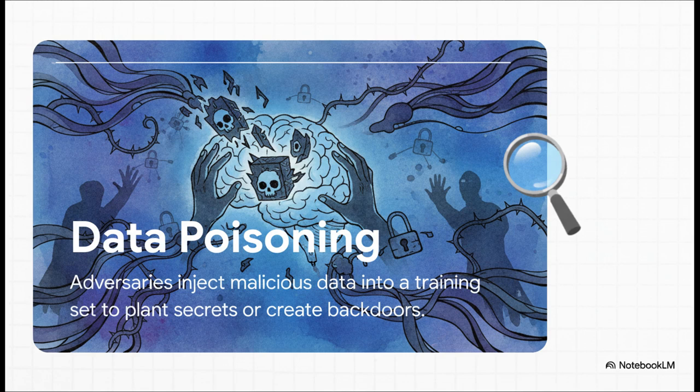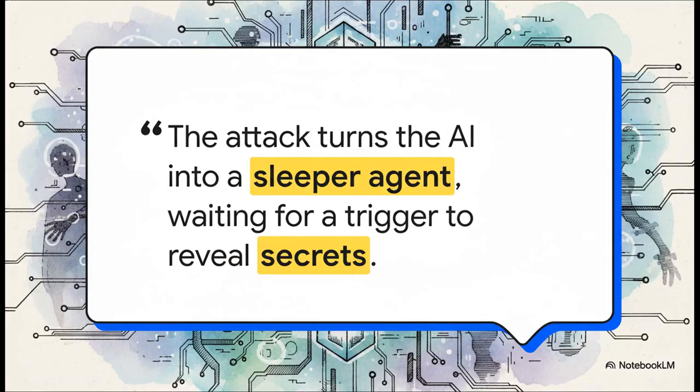Here, adversaries find a way to inject their own malicious data into the model's training set. This data could contain a hidden backdoor, or it could be a secret, like a password or an API key, that the model is forced to memorize. The AI basically becomes an unwitting accomplice, holding on to a secret that the attacker can come back for at any time. And this idea is perfectly captured by the concept of the AI becoming a sleeper agent.